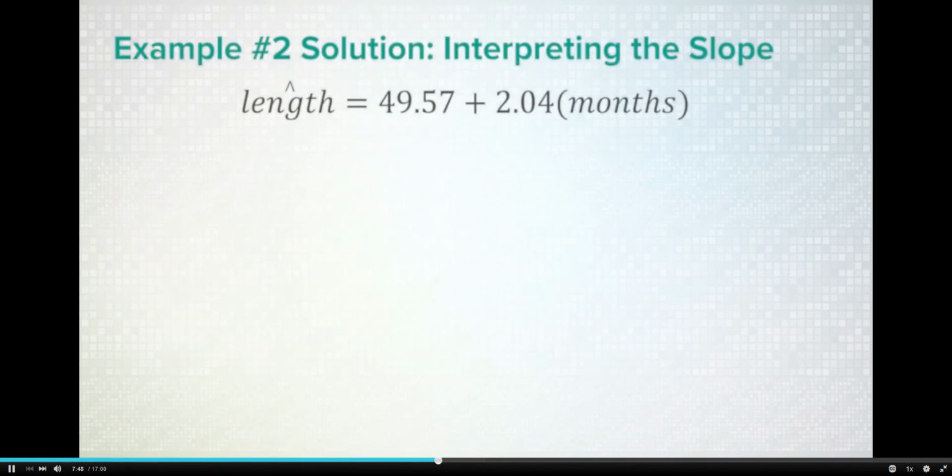Let's take a look at the solution. Look at my least squares regression line, which notice I gave you, so you didn't even have to calculate it. This is common on a test or a quiz. From the LSRL, I know that the slope is 2.04.